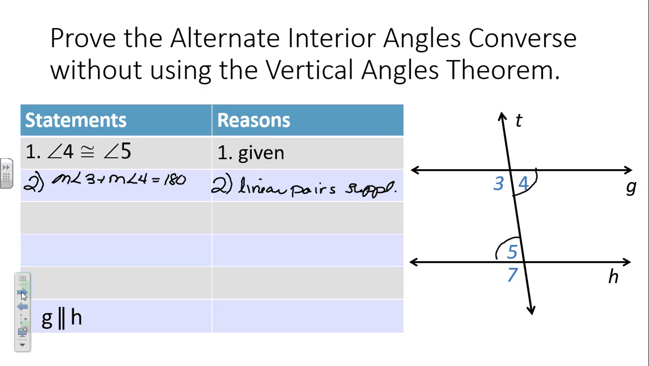Can we say the same thing about 5 and 7? Okay. Measure of angle 5 plus the measure of angle 7 is also 180. Same reason. It is a lot of writing. But the great news is that when we have 180, each of them equal to 180, shouldn't they be equal to each other? Okay. So the measure of angle 3 plus the measure of angle 4 is the measure of angle 5 plus the measure of angle 7.